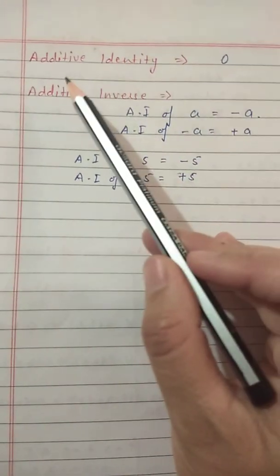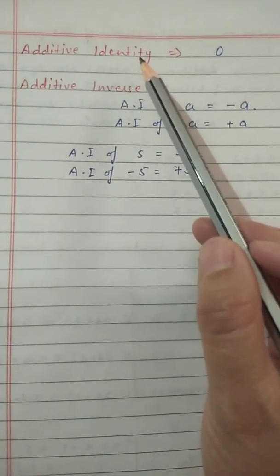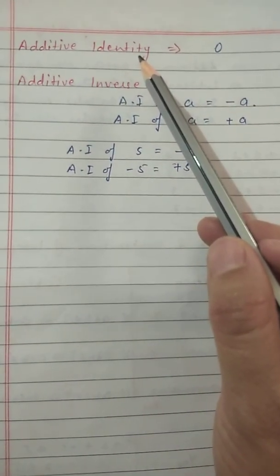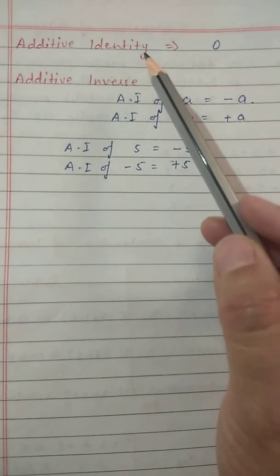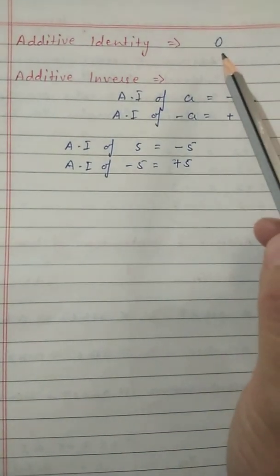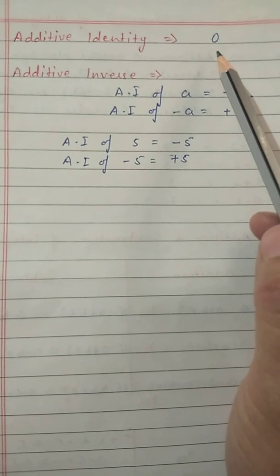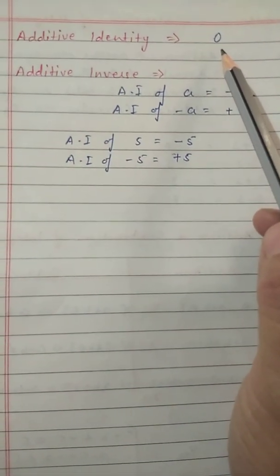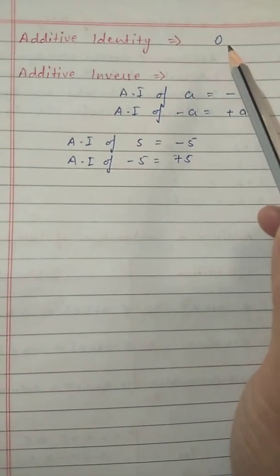The next thing is additive identity. Additive identity means a number after adding which the answer will not change. So the additive identity is 0. You can see if we add 0 with any number, the answer will not change. It will be as it is.